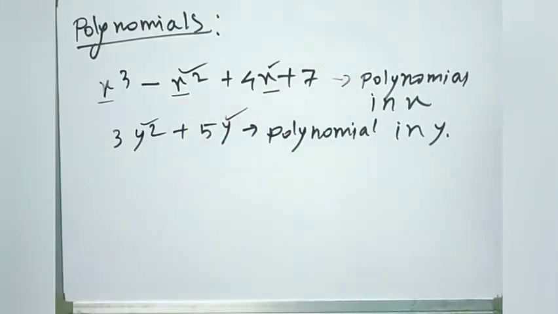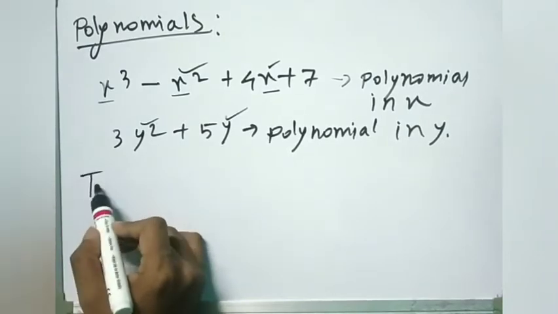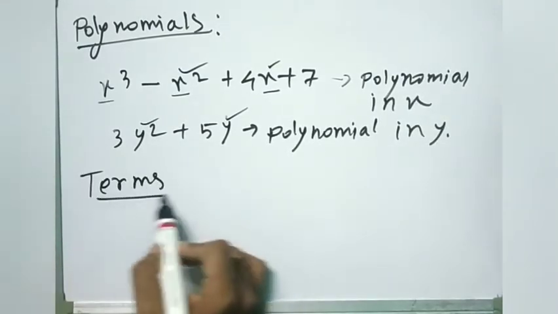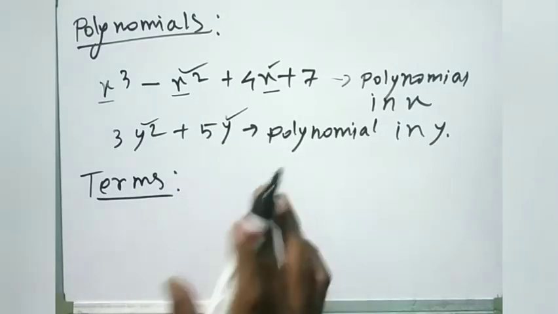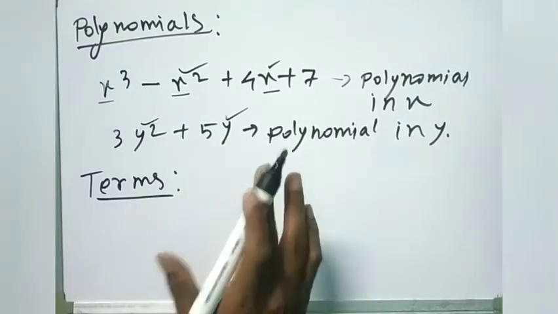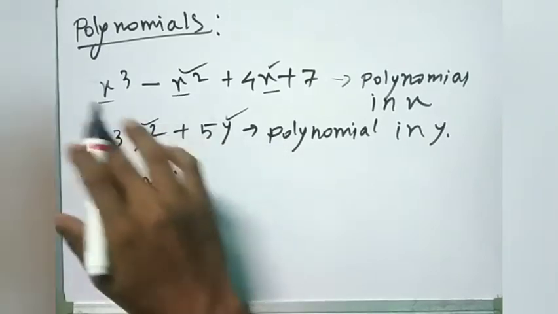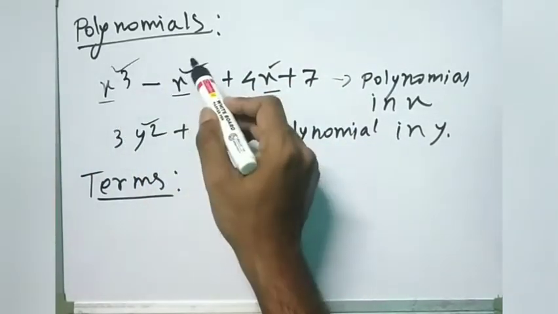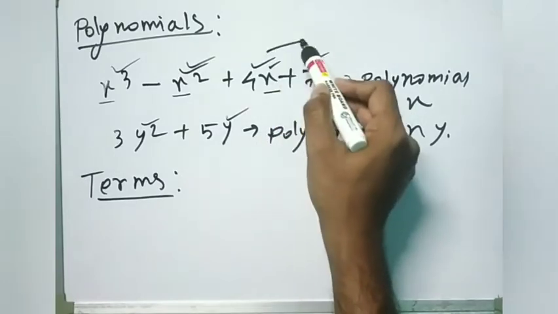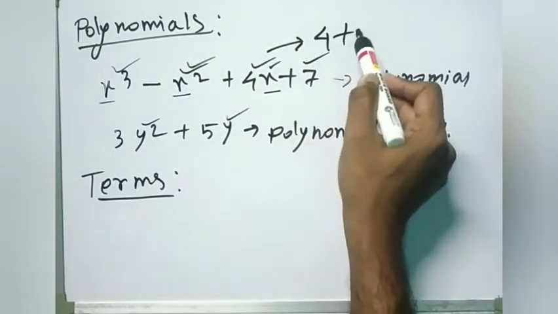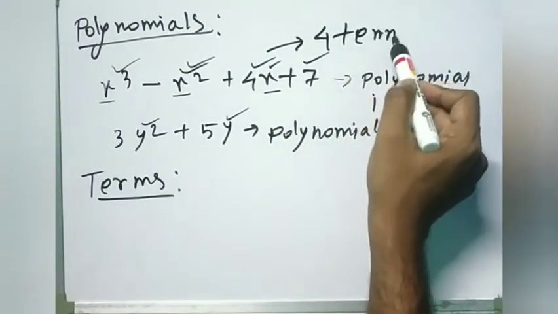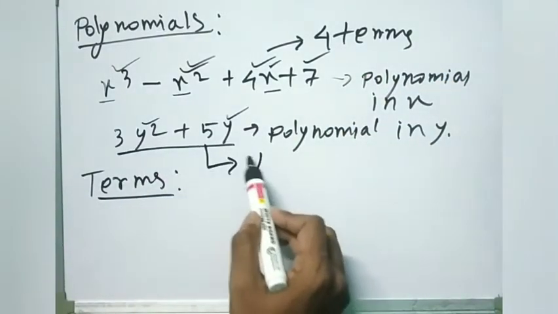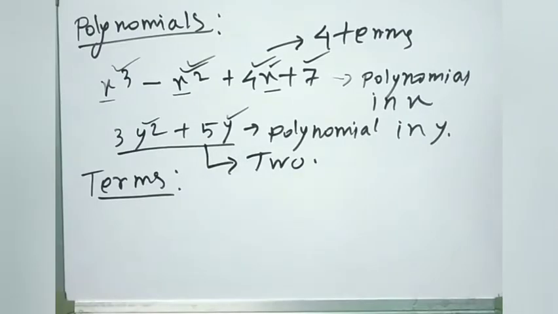Now I'm going to talk about terms in polynomials. Terms mean very simply the total number of terms in that expression. So here you can see that the total number of terms is 4, and here the total terms is 2.